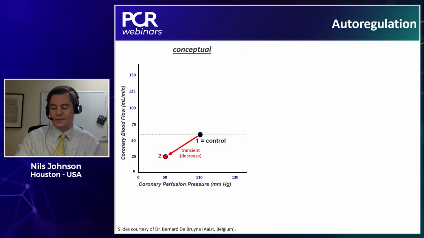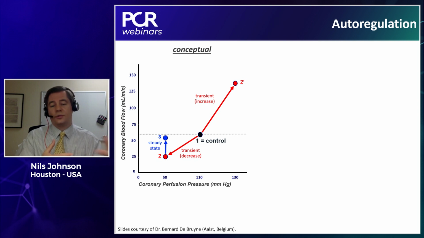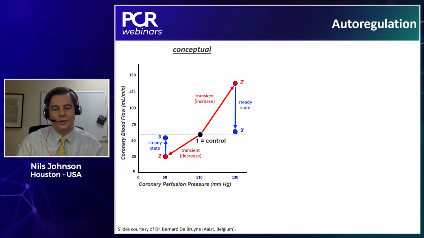But that's only transient. The body figures out, all right, there's been a change. I need to bring us back to steady state, to baseline. And so you can see it moves the flow back up even though the pressure has decreased. Now, it also goes in the opposite direction. If you transiently increase blood pressure, say you give a fluid bolus or something like that, both blood pressure will go up and also coronary blood flow will go up, but only temporarily. The body figures this out, it's smart, and it says, no, I need to bring this back down to steady state. And so that's the conceptual explanation for autoregulation.